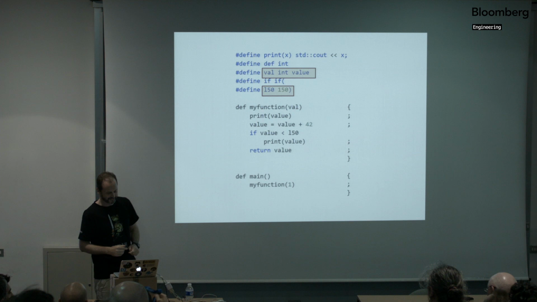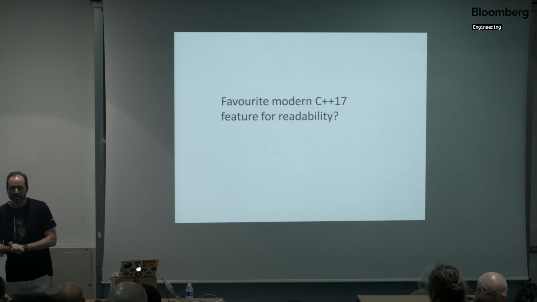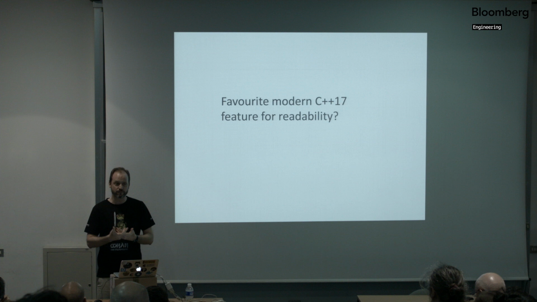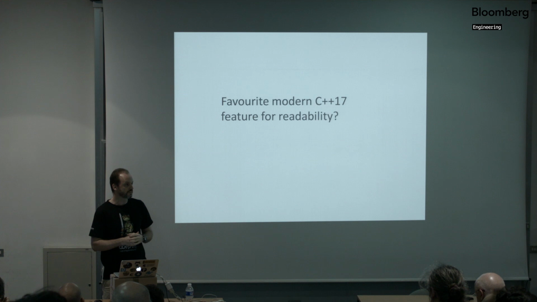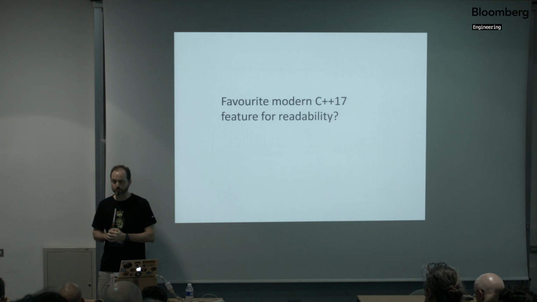Okay, so our code right now, with the news, with the Python style, is getting much, much better. There are many modern C++ features that help with readability. At one of the conferences, they asked the committee what their favorite C++17 feature was, and most of them agreed it was structured bindings. And I agree, I love structured bindings. And the next exercise will have a structured binding.